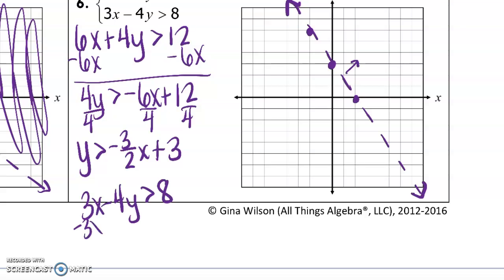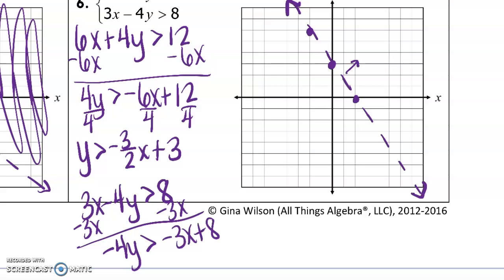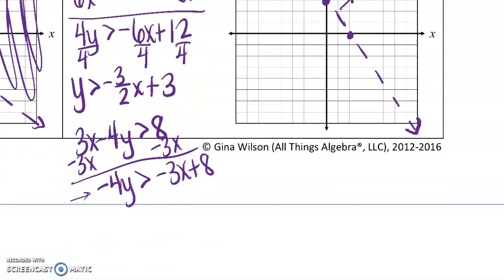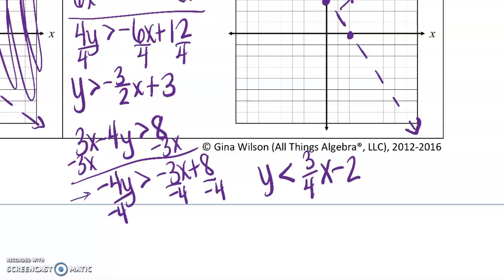So subtract 3x. -4y is greater than -3x plus 8. Maybe you could do the moving the x over without writing it all out. So you could start with that step if you're trying to write a few less things. Divide by -4. So y is less than, since I divided by a negative, I need to flip it. Positive 3/4 x, negative divided by negative is positive, and then -2.